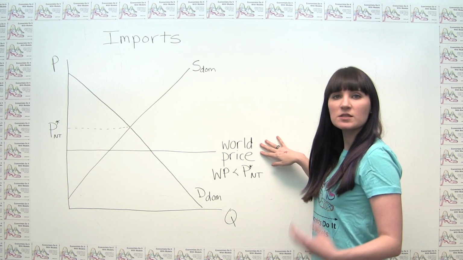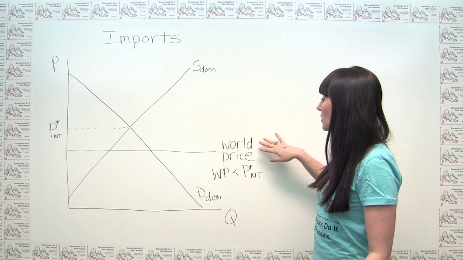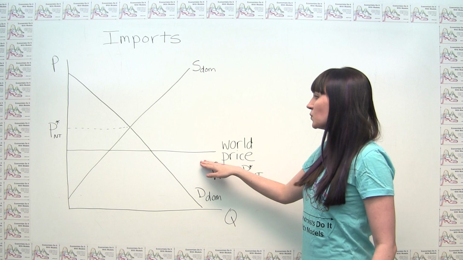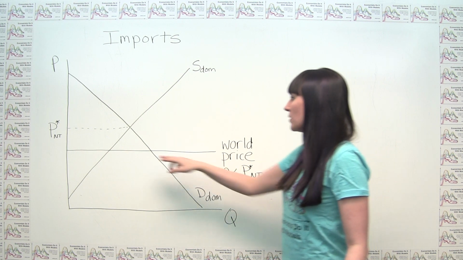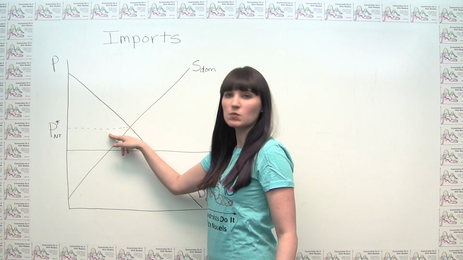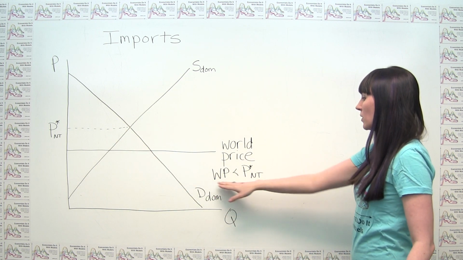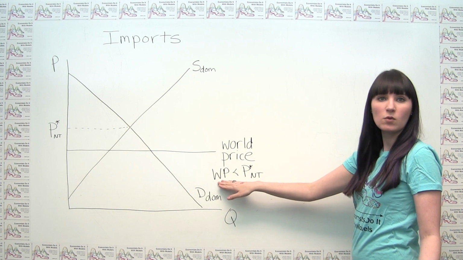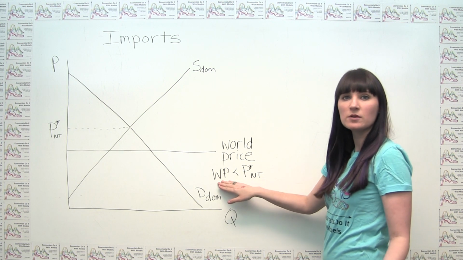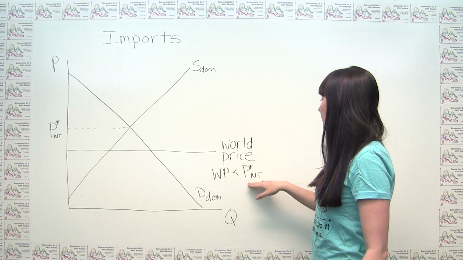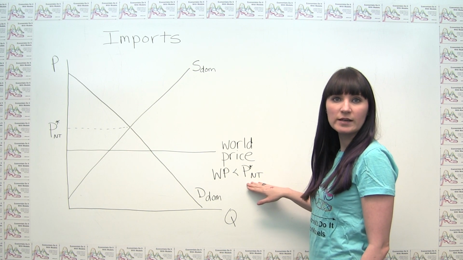And we can see, just as we said in words, that we're going to want to import when the world price is below the price that would prevail if there were no trade, which is this price here. So what we're going to see is we're going to want to import whenever WP, the world price, sometimes referred to as P star sub W for world price, is going to be less than our no trade price.